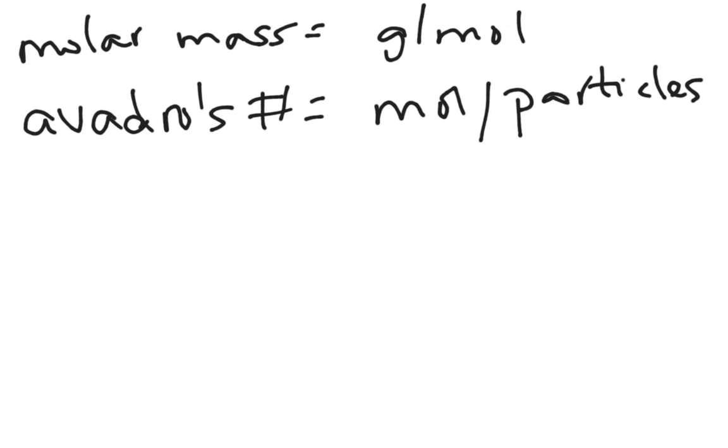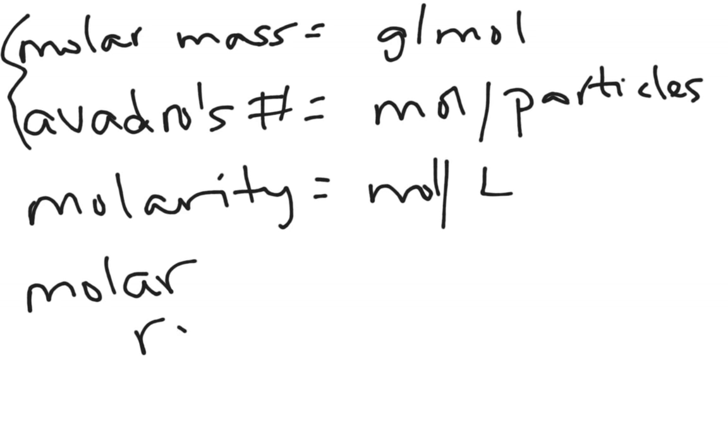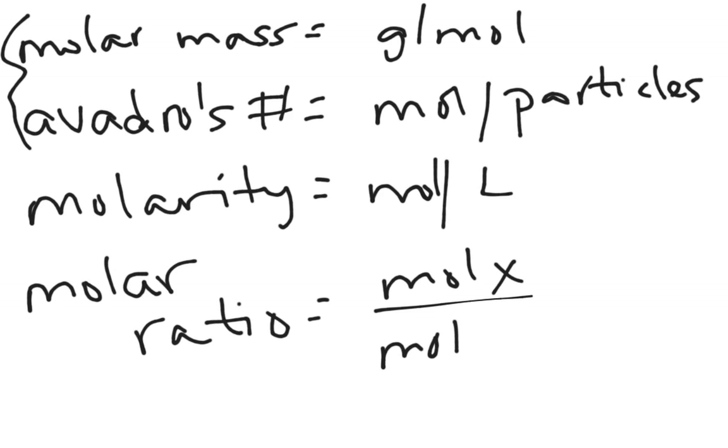The 2 that we haven't done a lot with, we've done a lot with these guys now, are molarity, and we're going to start doing a lot more with these guys. So molarity is moles per liter. And a brand new one that we're introducing right now is molar ratio. And it is moles of X, and X can be anything, to moles of Y, and Y can also be anything. Okay, it's just switching between 2 different things.